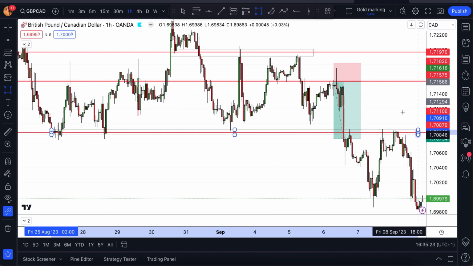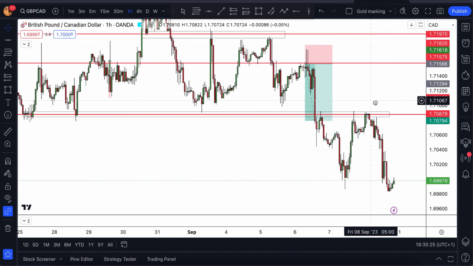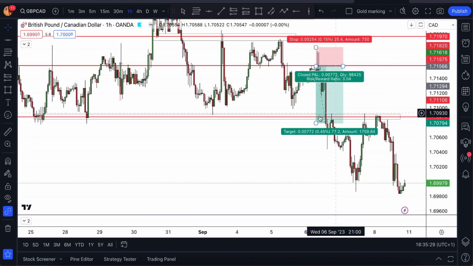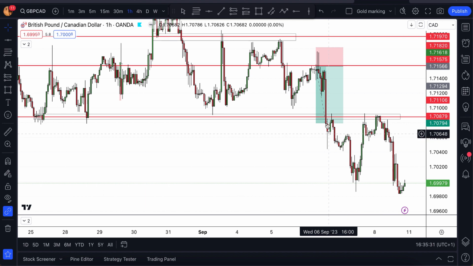And both work, guys. It's not that it's just the lines that work or just the box that works. They both work. As you can tell here, we broke through that level of support and it became resistance, and we bounced off that once, we bounced off that twice, and we bounced off that 3 times, guys. So this is a really simple trading strategy.